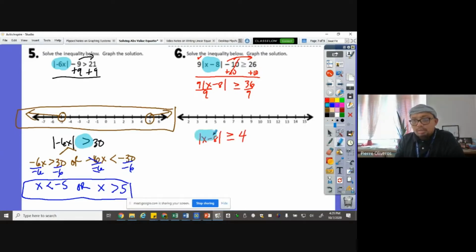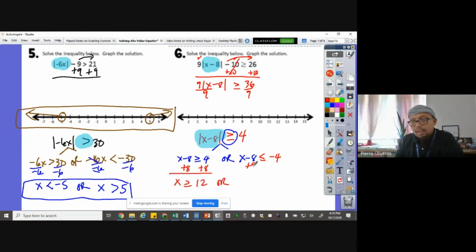After you isolate the absolute value, this is the only time you're going to split them. So x minus 8 greater than or equal to 4, or, because it's greater than, x minus 8 less than or equal to negative 4, flip also the sign. Add 8 on both sides, x greater than or equal to 12, or add 8 on both sides, x less than or equal to 4, and the answer is right there.